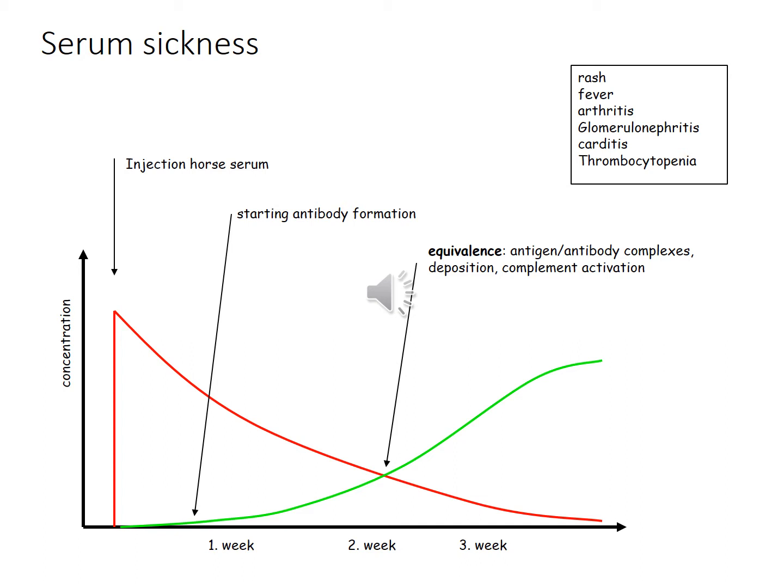And it can also be a reaction against other proteins in the serum, not only the antibodies. They then form immune complexes with the antibodies that we produce ourselves, against what is given. And these immune complexes will trigger the complement activation of the complement component 3, so C3. And these complexes will precipitate on the inside of the vessels.